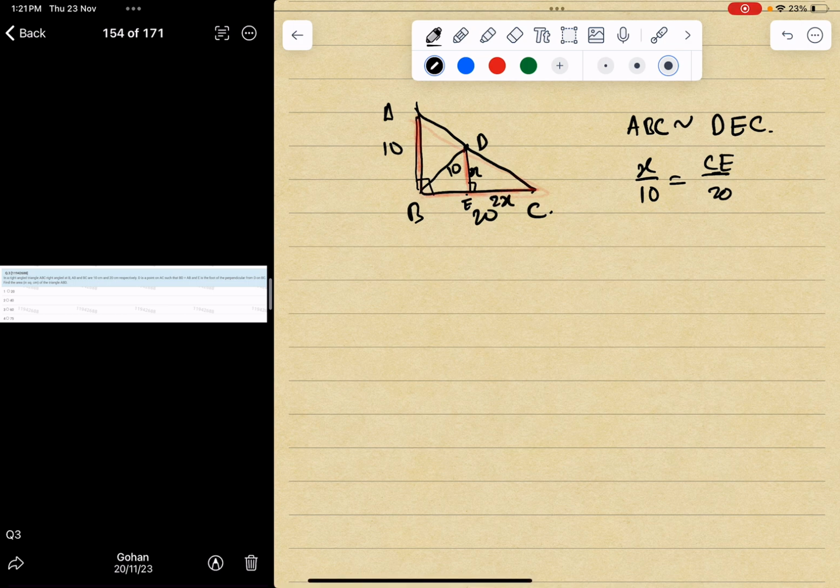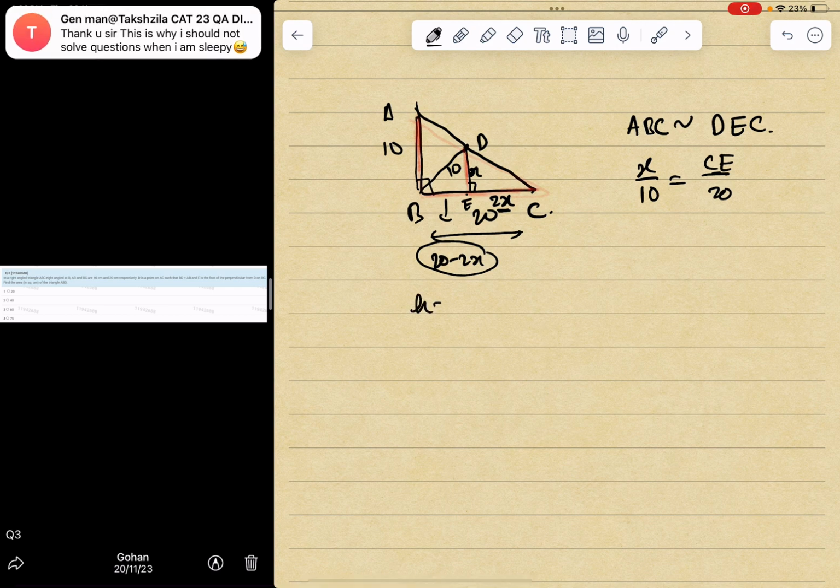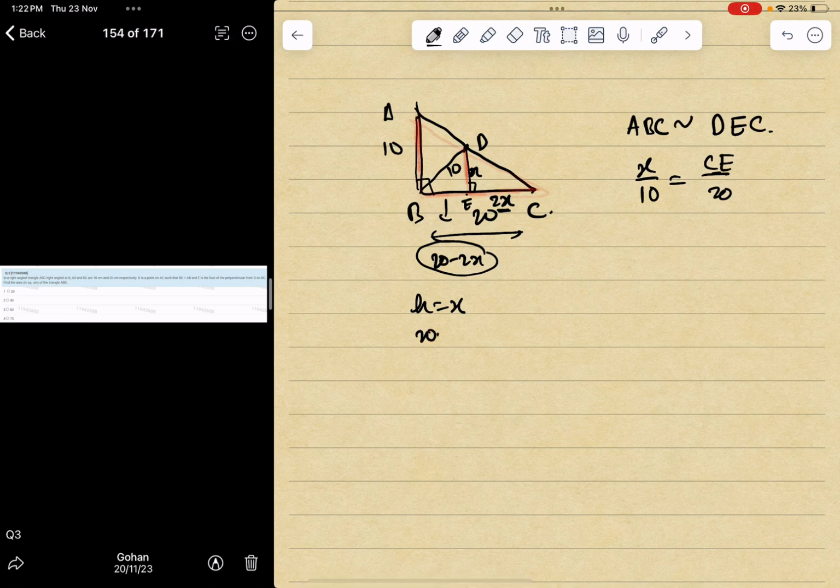This much is very clear. Coming to BE, BE will be how much? This complete is 20. This is 2x. So this BE will be 20 minus 2x, right? We know that this is x. Height is x. BE is 20 minus 2x.